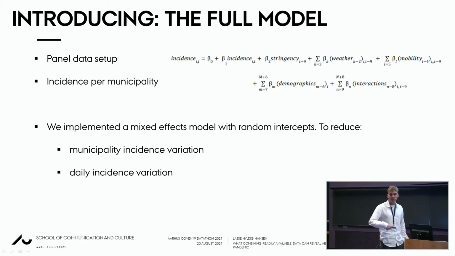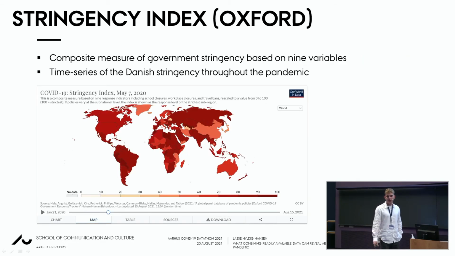We have incidence lagged, we have stringency in the model, we have weather variables, we have mobility data, we have municipality demographics, and we have interactions. And I won't have time to go into all of this, so we'll focus primarily on mobility data and weather variables. But first, I need to introduce how we measured stringency.